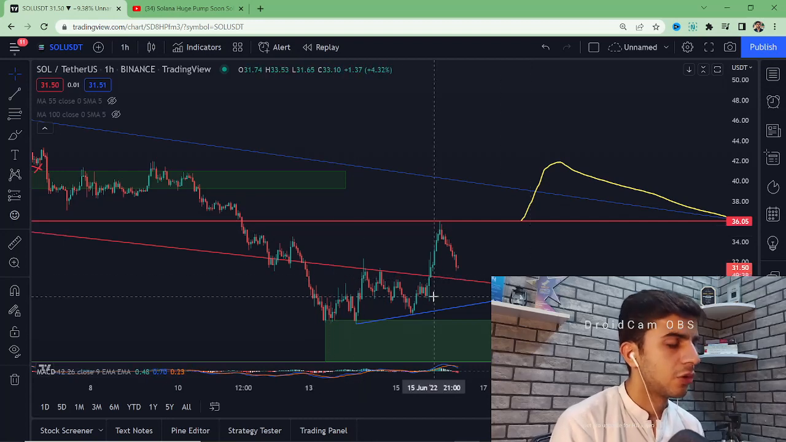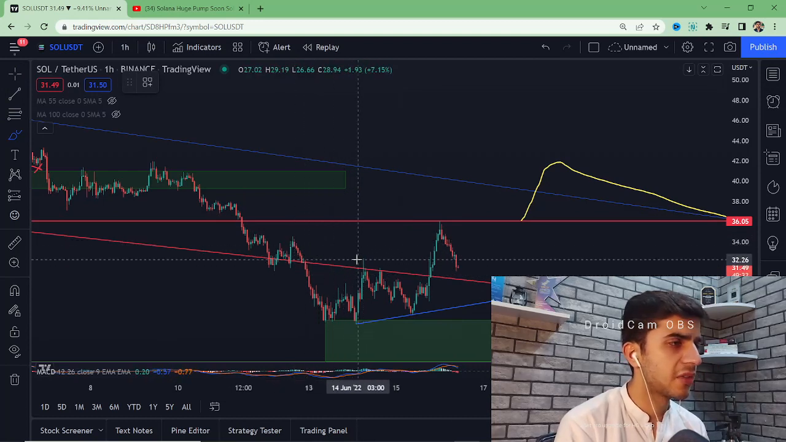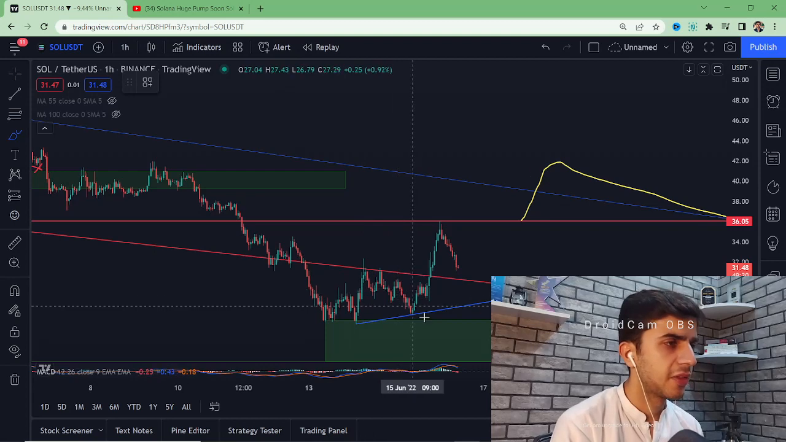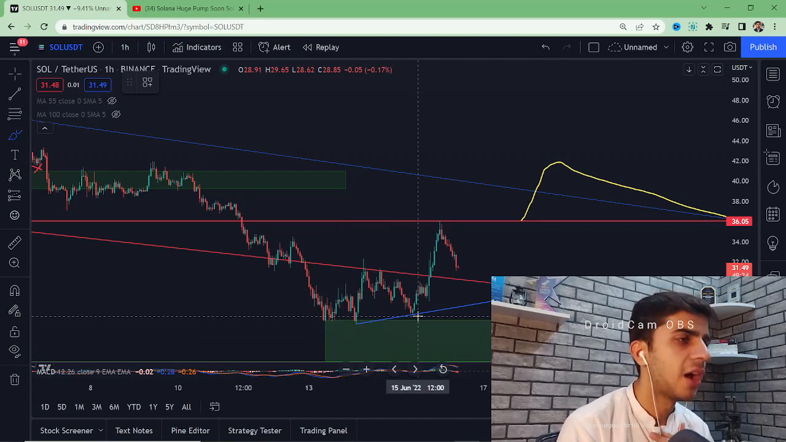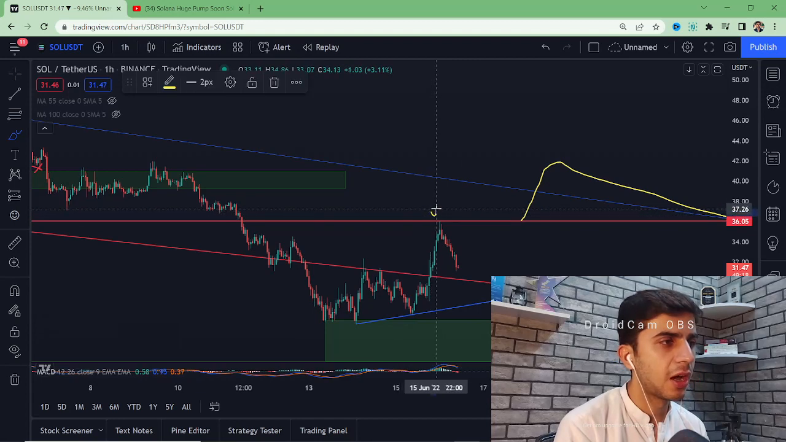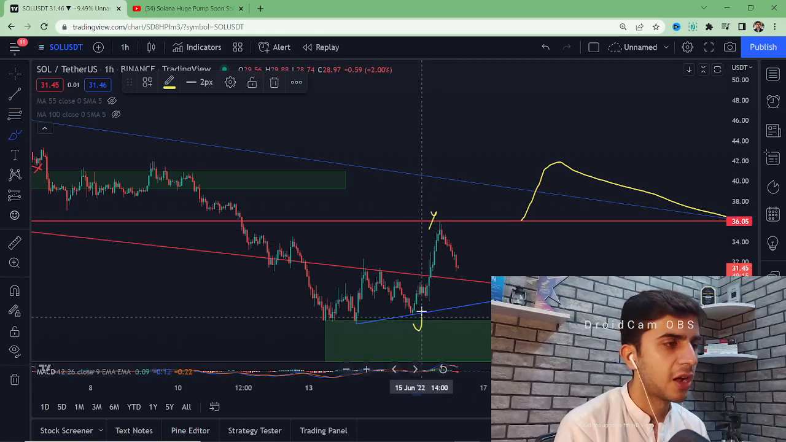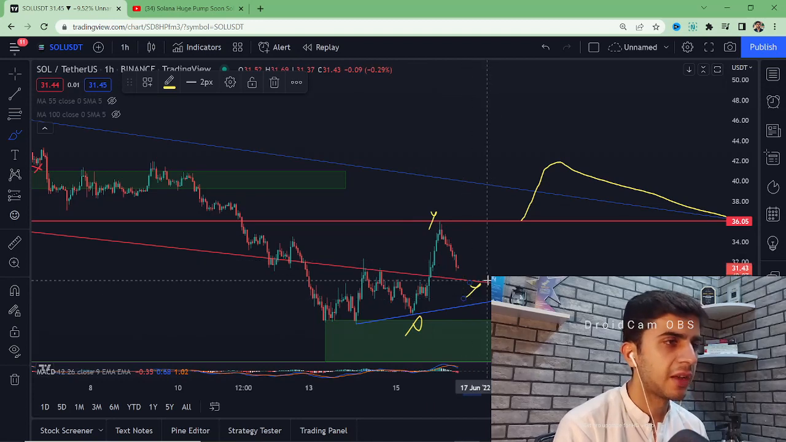Okay, so I was talking about the structure. You see the structure: we made this lower low, then a lower high, then a lower low, then we printed our first higher low. What we could expect next is a higher high, because we have already printed a higher low. So what am I expecting now? I expect another higher low somewhere around this place, and then another higher high above this one. Something like this.